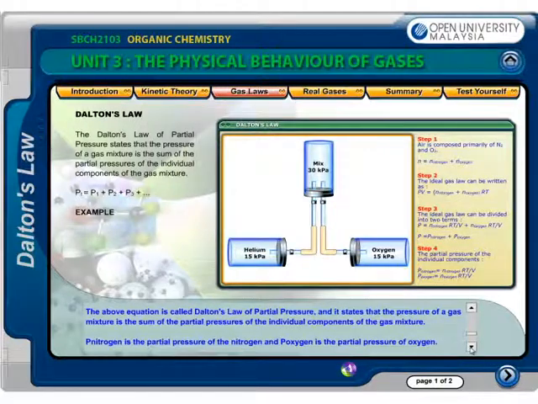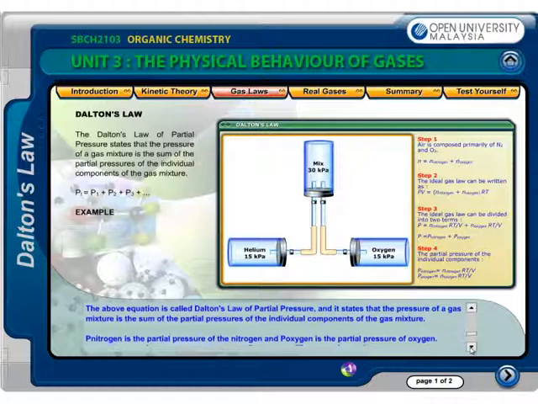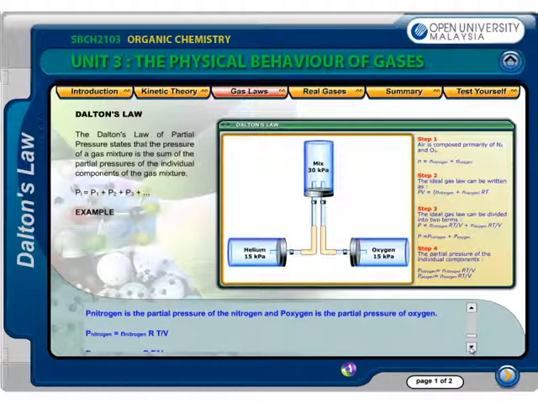Dalton's law of partial pressure states that the pressure of a gas mixture is the sum of the partial pressures of the individual components of the gas mixture. P nitrogen is the partial pressure of the nitrogen, and P oxygen is the partial pressure of oxygen.